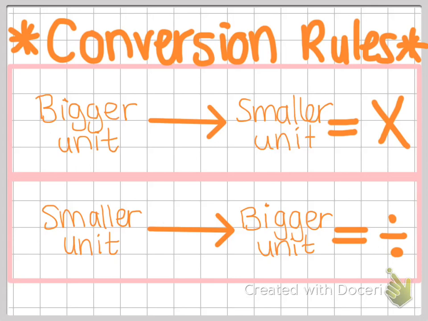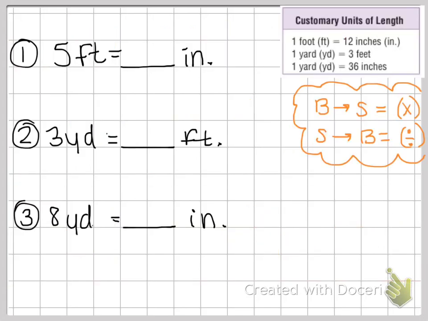So let's use these rules and start converting some measurements. We're converting 5 feet to blank inches. And over here in the upper right hand corner, we have a little table that shows you different conversion equivalences and then our rules of bigger to smaller and then smaller to bigger. So 5 feet to inches. Feet are greater than inches, so we're going bigger to smaller, so we're going to be multiplying. We're going to multiply 5 by the number of inches in 1 foot. So we're multiplying 5 times 12 to give us 60 inches.